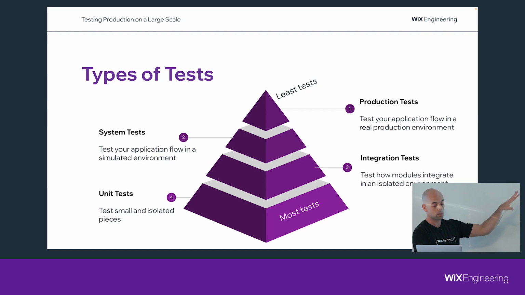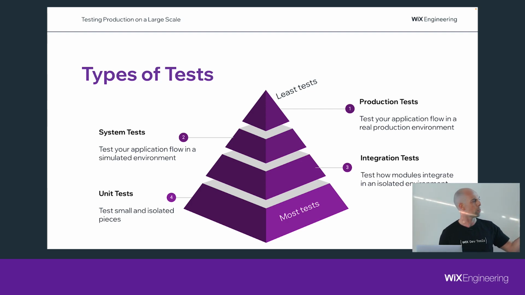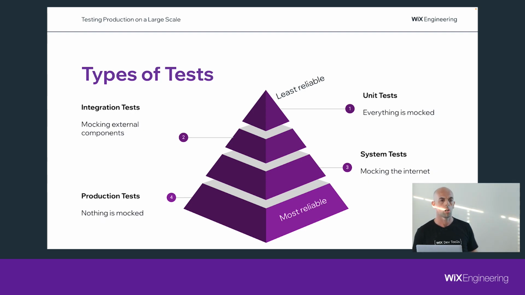So if we take this entire pyramid and look at it from a different angle, not by how many tests we have in the system, but by how much I can rely on those tests, how reliable those tests are for me, then we'll see that production tests are the most reliable that we have, because nothing is being mocked, everything is being tested in real life.